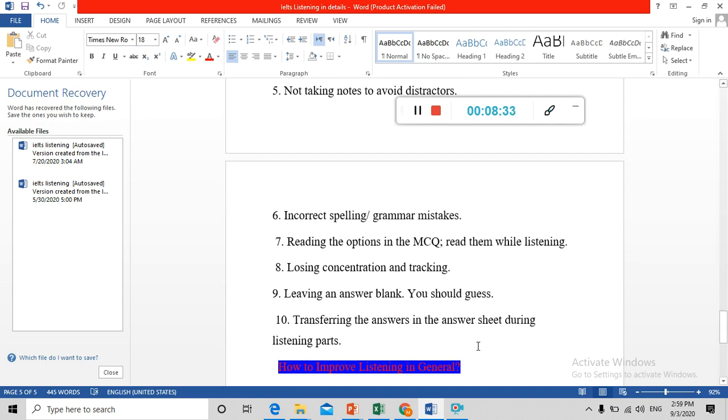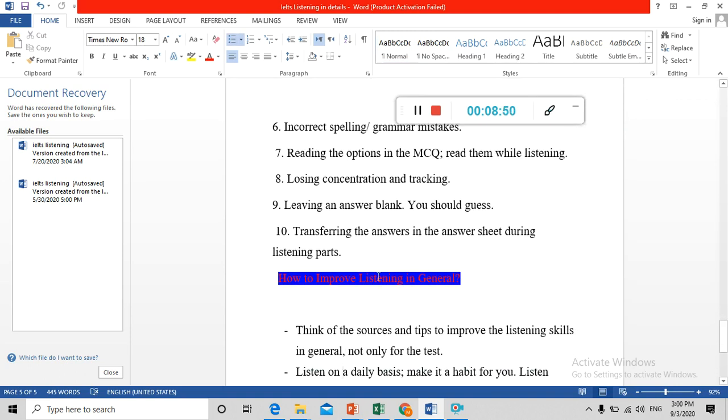Transferring the answers to the answer sheet during the listening part. While you're listening to answer parts, don't transfer the answer to the answer sheet. There will be 10 minutes by the end of the test to write your answers in the answer sheet.